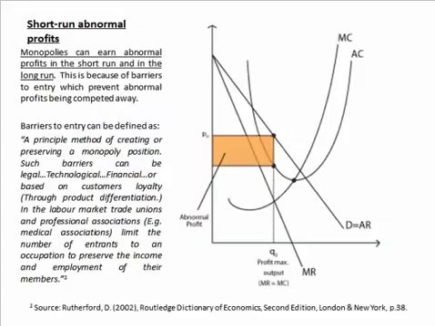Short-run abnormal profits. Monopolies can earn abnormal profits in the short and in the long run. This is because of barriers to entry, which prevent abnormal profits being competed away. Barriers to entry can be defined as a principal method of creating or preserving a monopoly position. Such barriers can be legal, technological, financial, or based on customers' loyalty through product differentiation. In the labour market, trade unions and professional associations, for example medical associations, limit the number of entrants to an occupation to preserve the income and employment of their members.